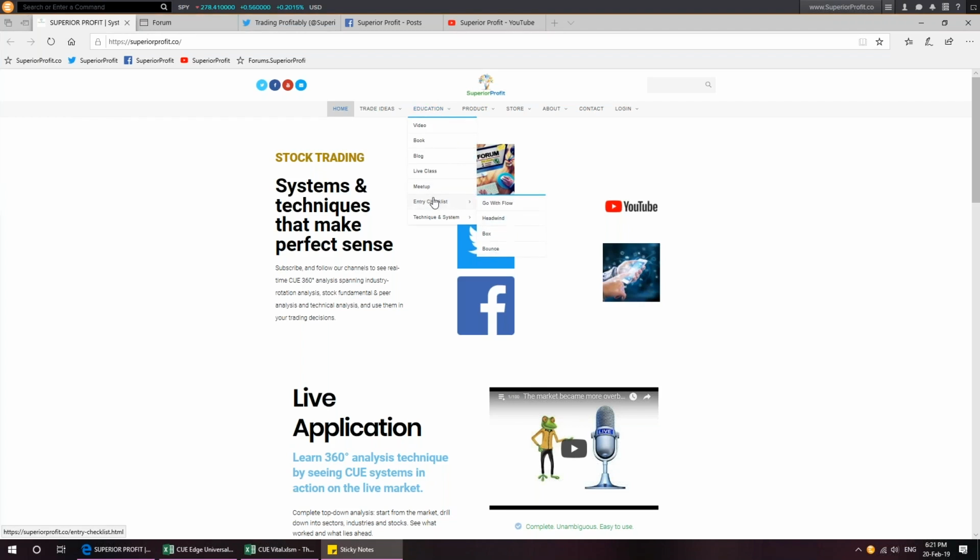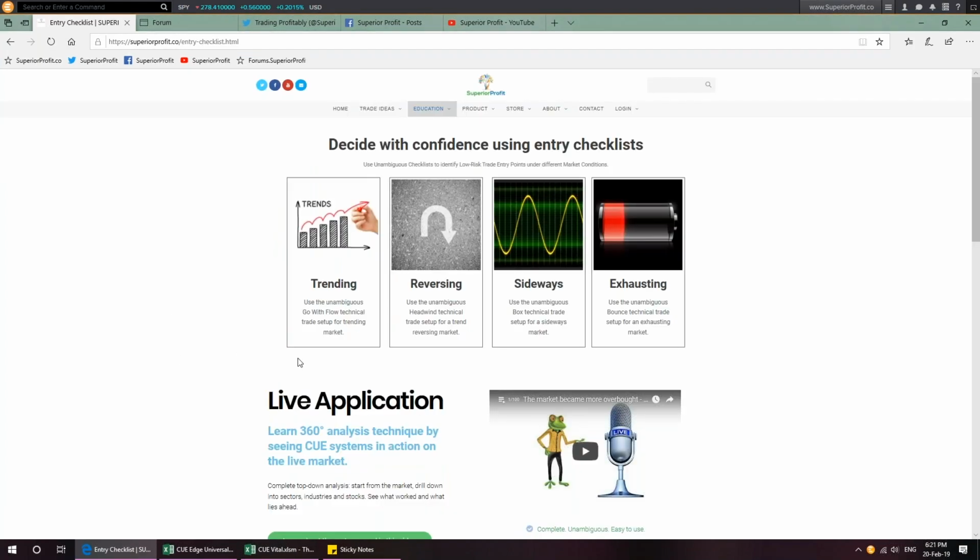In Q systems, we call the systems that we use Q, C standing for complete, U for unambiguous, and E for easy to use. We have identified 4 distinct market conditions. You can find them from the superiorprofit.co education menu and going to entry checklist. One is a trending market where the market goes up or down, up with higher highs, higher lows, or down with lower highs, lower lows, uptrending and downtrending respectively.